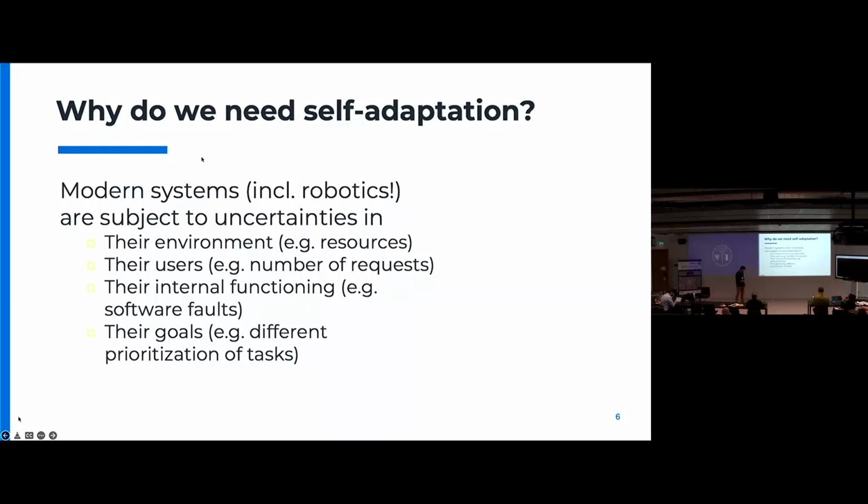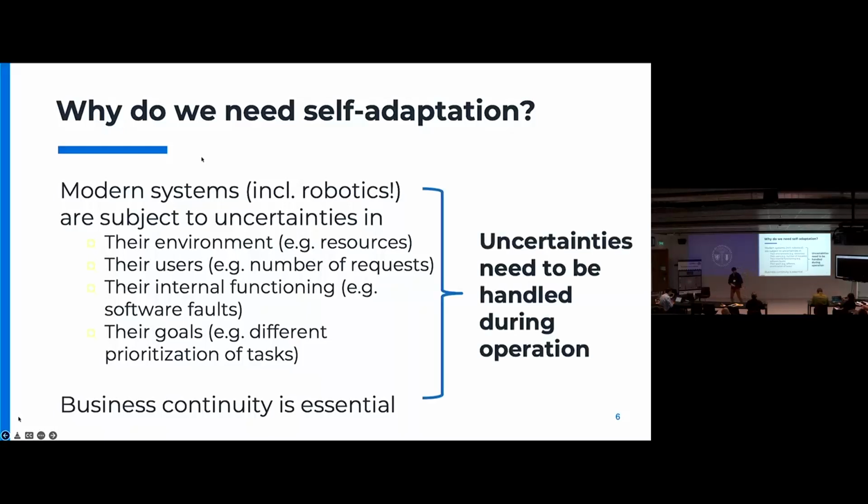So now we have the uncertainties. I tried to convince you, but we have another thing in modern systems. We have business continuity. This is essential. So we cannot just take down a server, or take down the whole application, or take our robots back to a safe area. We want to do the fix or the adaptation right there on the spot. And these two things basically point us to the need for handling uncertainties at runtime. And this is the whole point behind adaptation. If we didn't have this need, it wouldn't be so exciting to talk about self-adaptive systems. So there are uncertainties that manifest themselves at runtime, and we also need to address them at runtime.